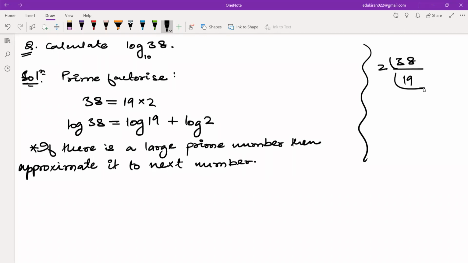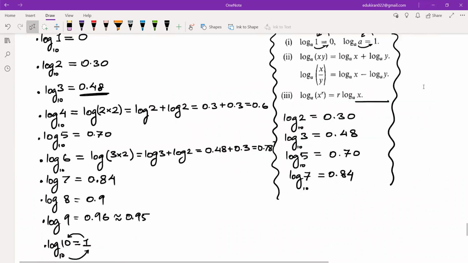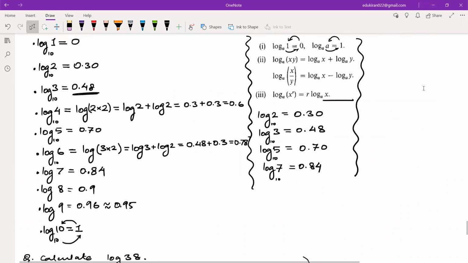Whenever a teacher tells you how to approximate something, that is not science, that is experience. That is how you look at patterns and how you approximate. So how did I come up with this approximation? I just looked at the values of log 1 to 10. This is something I want all of you to observe.